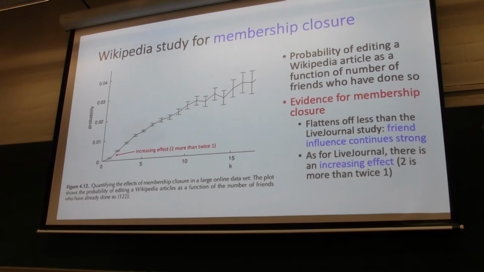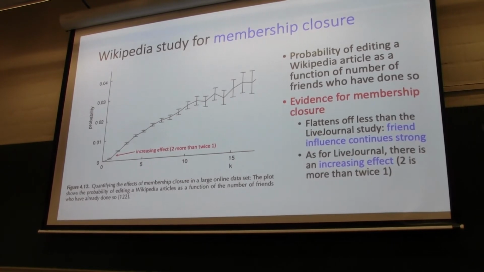So you can see that the 3 kinds of closure are really active, huh? Triadic closure, focal closure, membership closure. So you can use them to really understand how it evolves.